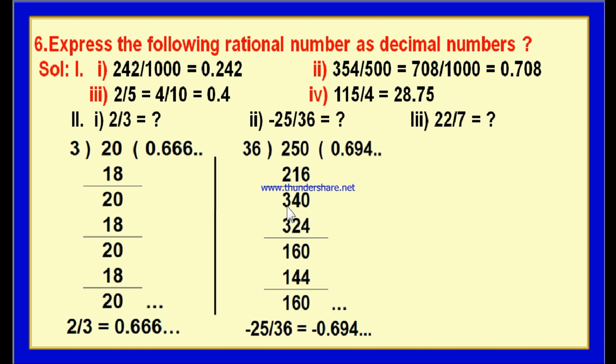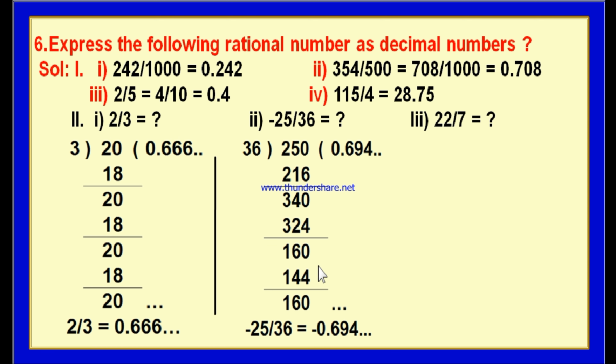Now keep 0, 340. In 340, 36 goes 9 times. 9 36s are 324. Now subtract, 16. Keep 0, 160. In 160, 36 goes 4 times. 4 36s are 144. If you subtract, you will get 16. So it goes on. Therefore, minus 25 by 36 is equal to 0.69444. This 4 is recurring.